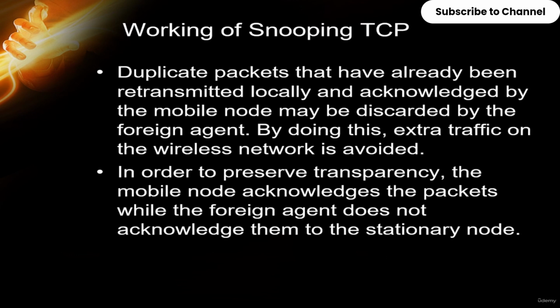And if you see further, the duplicate packets which are already transmitted locally from the nodes, the foreign agent discards the unwanted duplicate packets, because these duplicate packets are not needed, so the extra traffic is avoided by the foreign agent. And additionally, in order to maintain transparency between the nodes, the foreign agent acknowledges the packet with the mobile nodes, not with the stationary nodes.